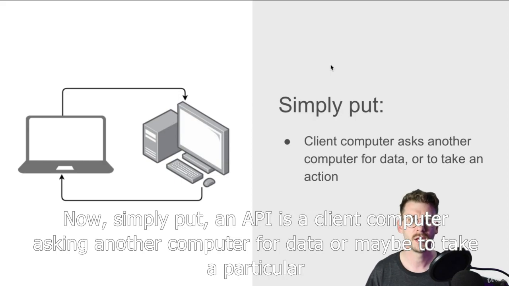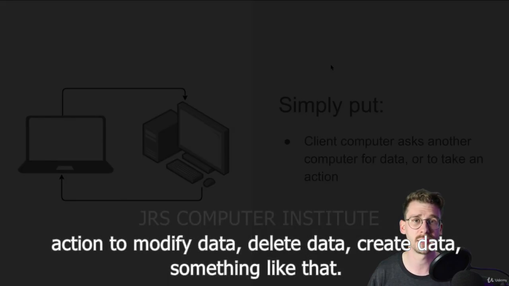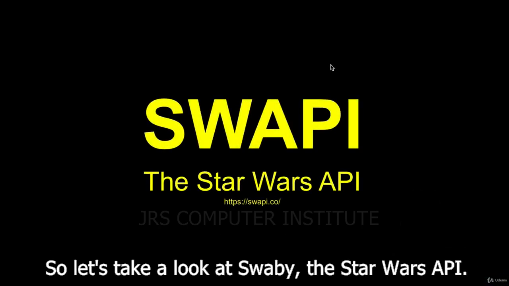Now, simply put, an API is a client computer asking another computer for data or maybe to take a particular action to modify data, delete data, create data, something like that. So let's take a look at Swappy, the Star Wars API.